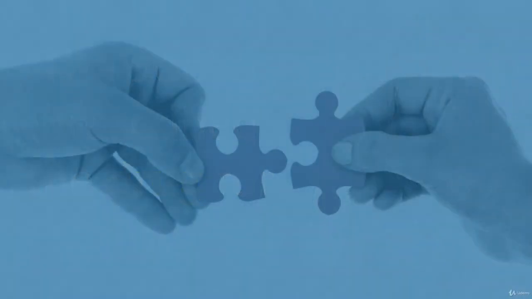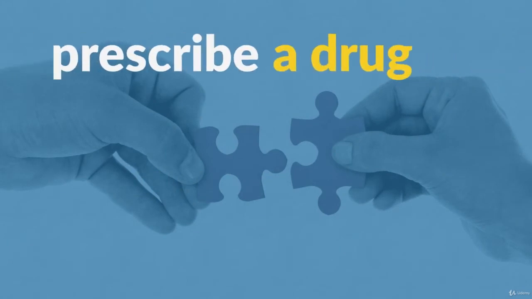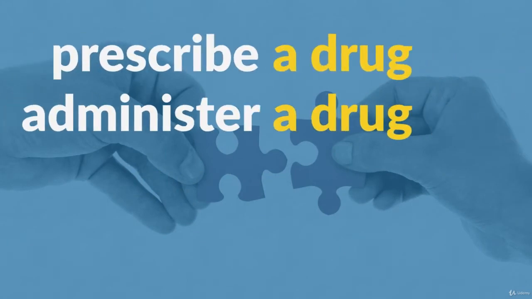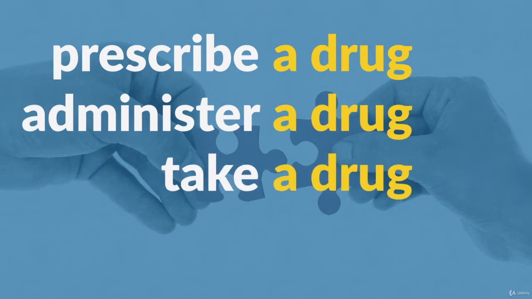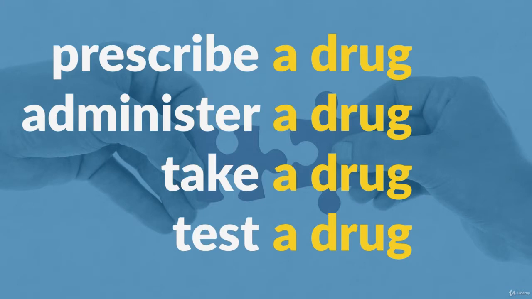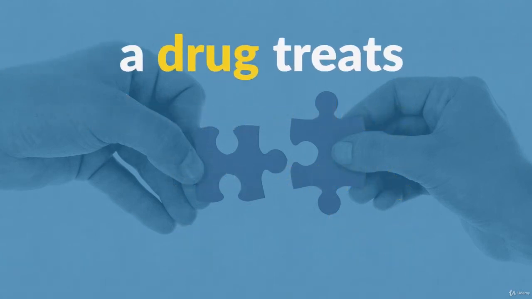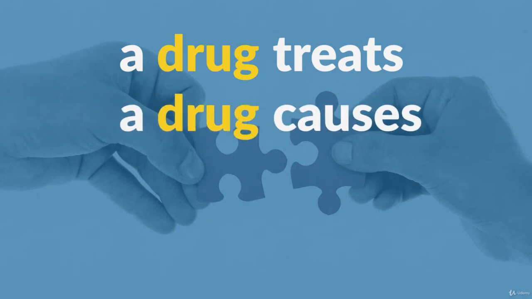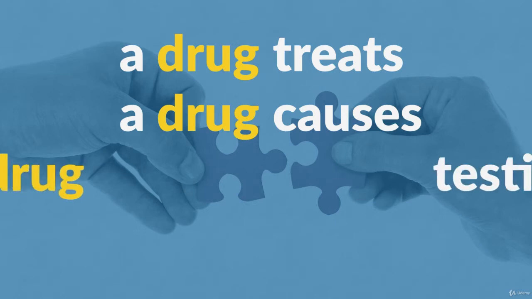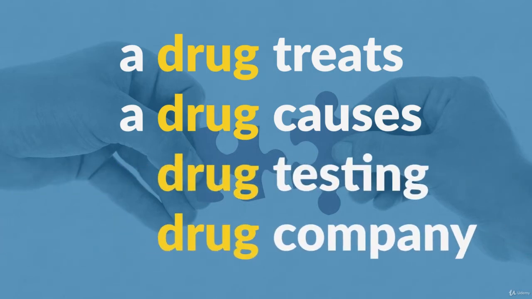So you prescribe a drug. A doctor prescribes a drug. You can also administer a drug when you take it, and take a drug. Mean very similar things. And you need to test a drug before it's sold to the public. Here are some more collocations. So a drug treats something, it treats an illness. A drug causes things. So sometimes a drug causes side effects. Drug testing, drug company.